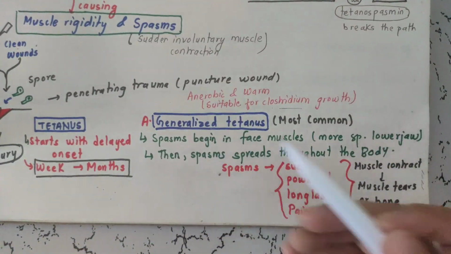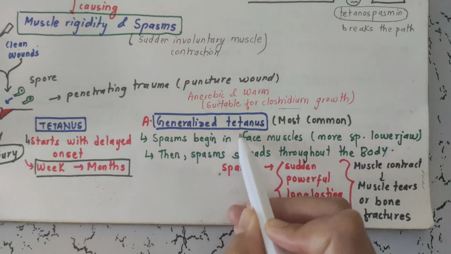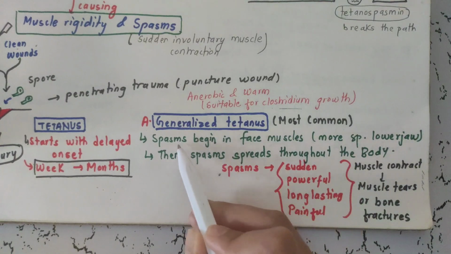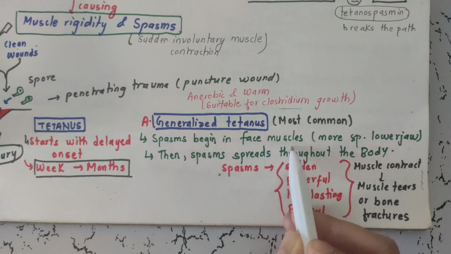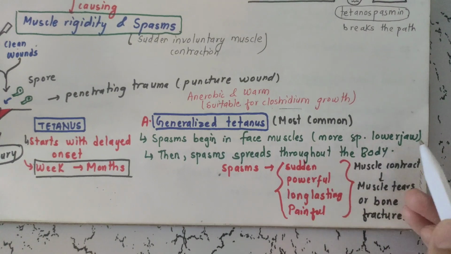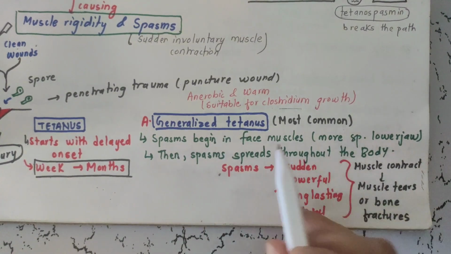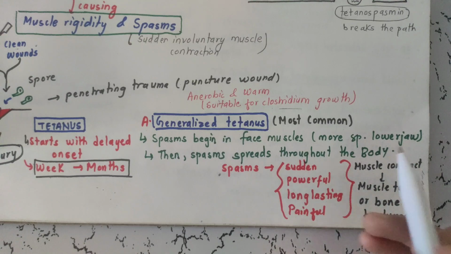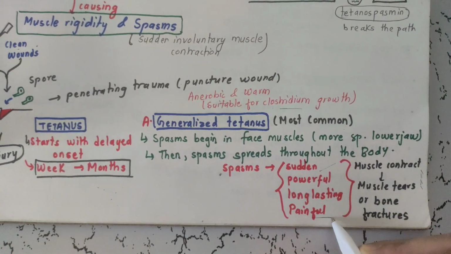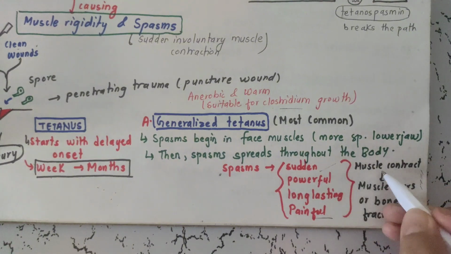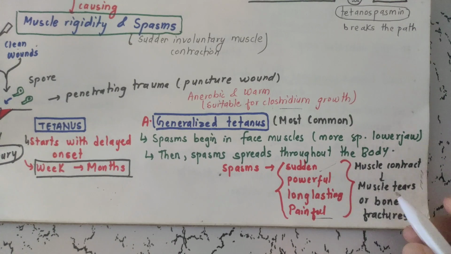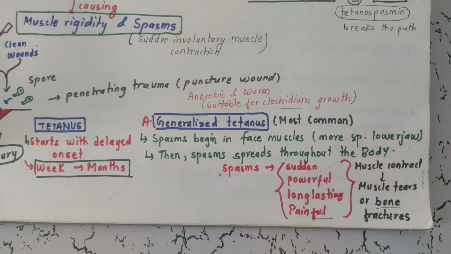Now let's see about the types of tetanus. Generalized tetanus. This type of tetanus is the most common form. Here the spasm begins from the face muscles, that is, more specifically lower jaw. Then the spasm spreads throughout the body. The spasms are sudden, powerful, long-lasting, and painful in nature. The muscle contracts so hard that sometimes the muscle gets torn and bone fracture occurs.